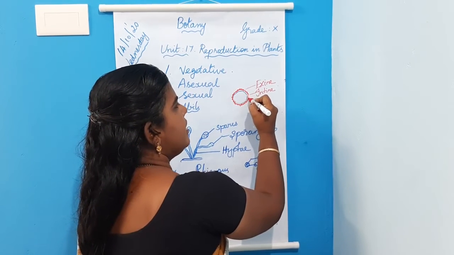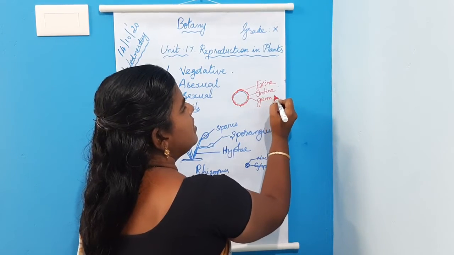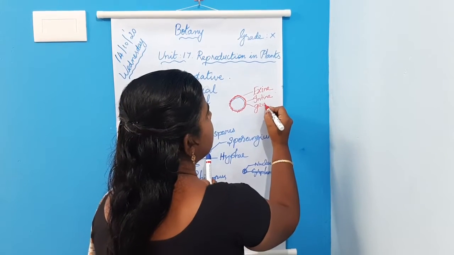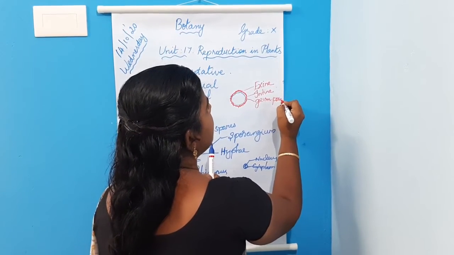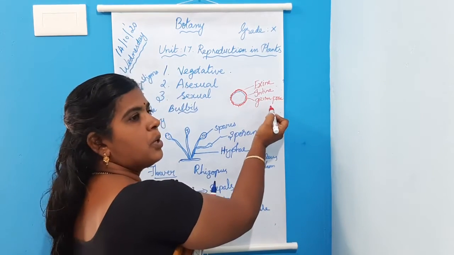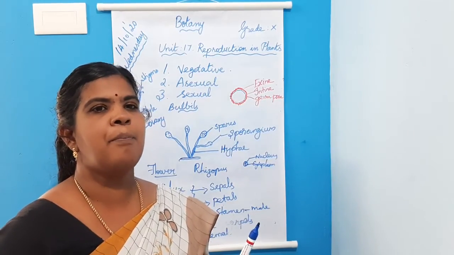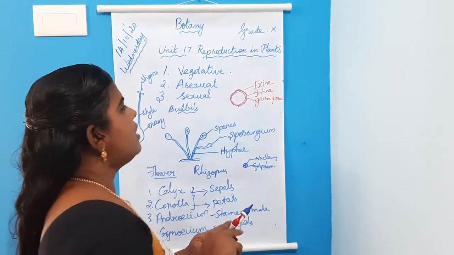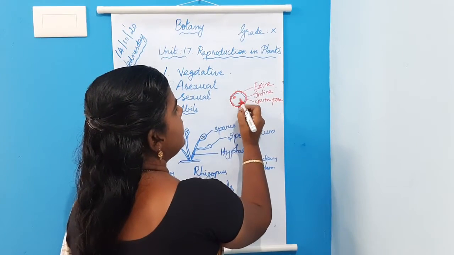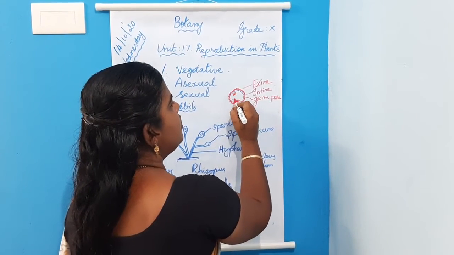The outer thick exine is provided with a pore called the germ pore. This exine is not continuous; it is interrupted by a pore called the germ pore. Intine is the thin inner layer which is made up of pectin and cellulose. It encloses two nuclei, a vegetative nucleus and a generative nucleus.